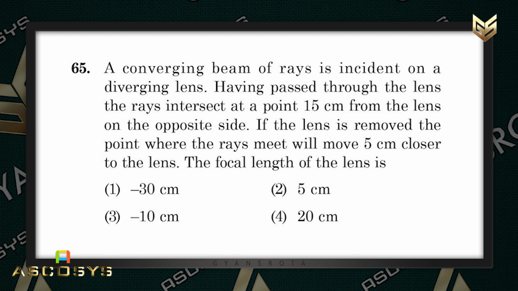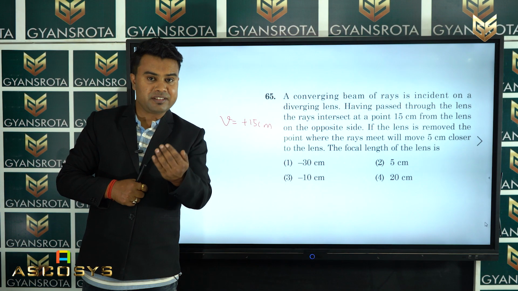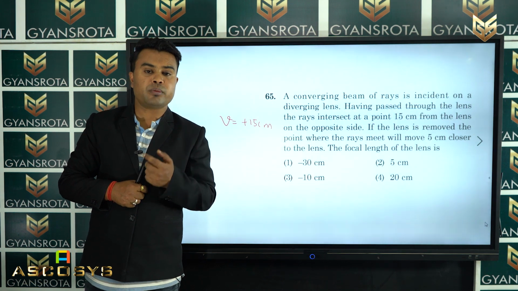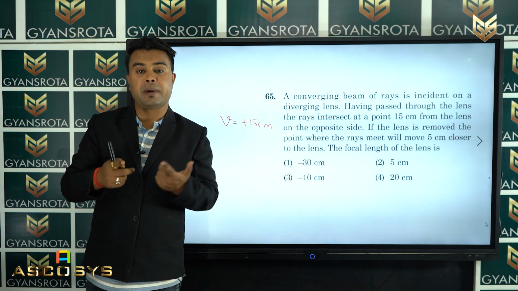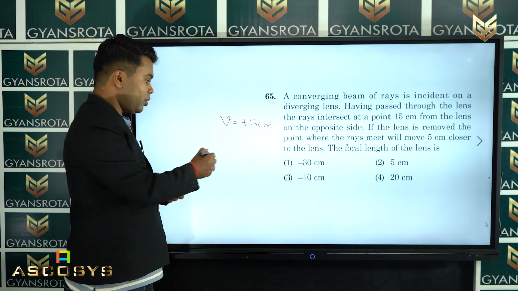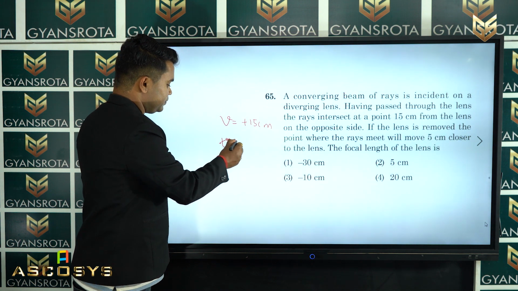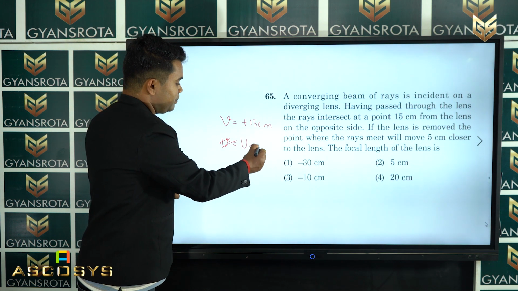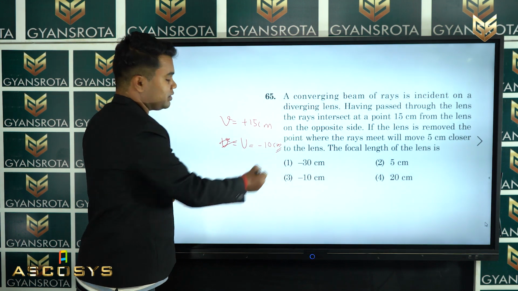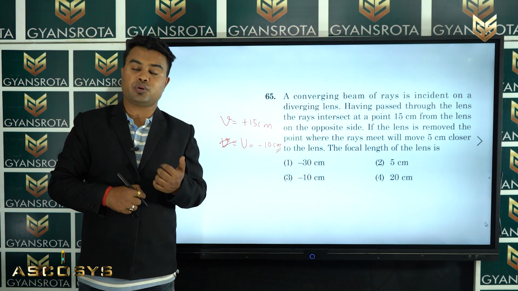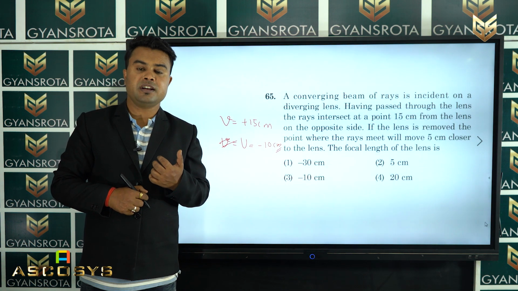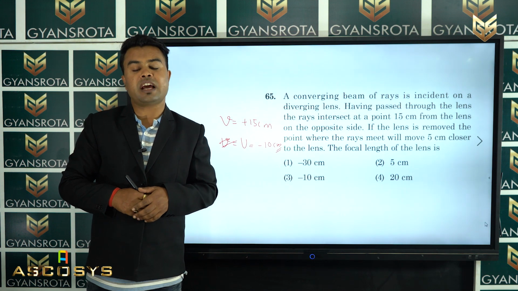If the lens is removed, the point where the rays meet will move 5 centimeter closer to the lens. Okay, if it moves closer, where will your object distance be then? Right, you can find it out from here only, that is 15 minus 5 centimeter. So your object distance out here will be u equal to minus 10 centimeter, 15 minus 5, but the minus sign is attached because it is the object distance against the ray according to sign convention. Now, you need to calculate the focal length.